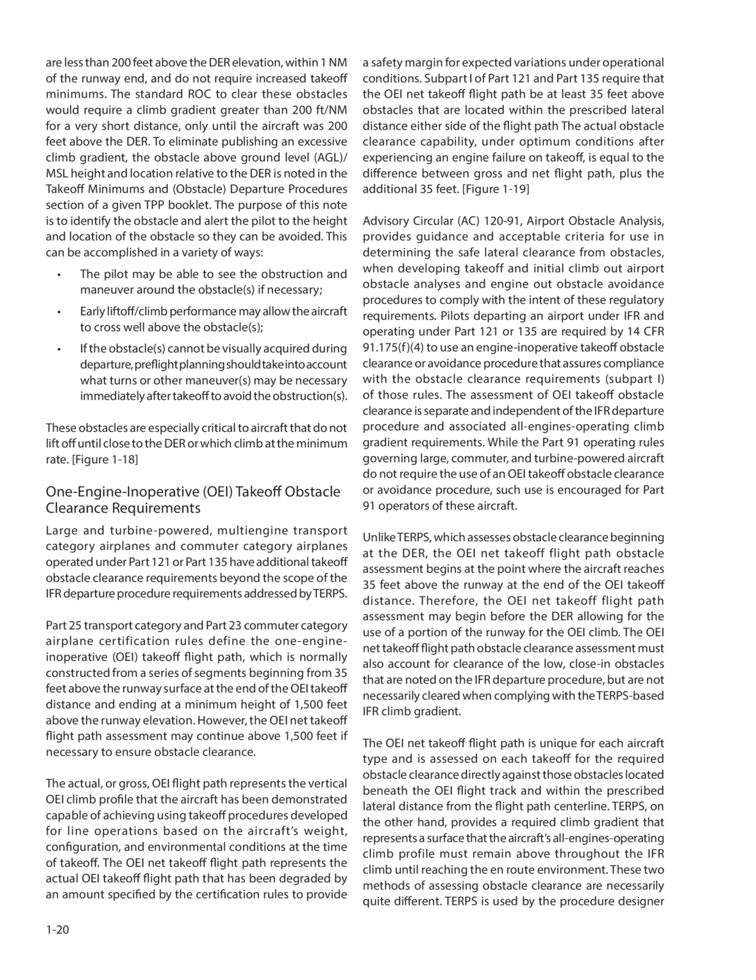Part 25 transport category and Part 23 commuter category airplane certification rules define the one-engine inoperative, OEI, takeoff flight path, which is normally constructed from a series of segments beginning from 35 feet above the runway surface at the end of the OEI takeoff distance and ending at a minimum height of 1,500 feet above the runway elevation. However, the OEI net takeoff flight path assessment may continue above 1,500 feet if necessary to ensure obstacle clearance.